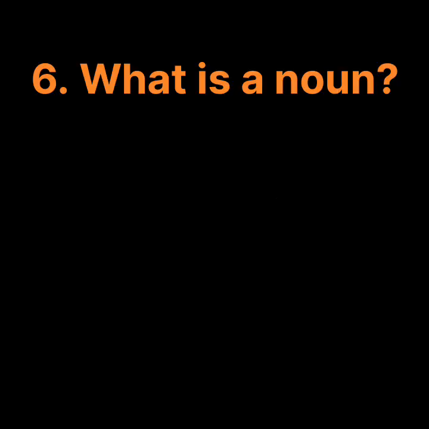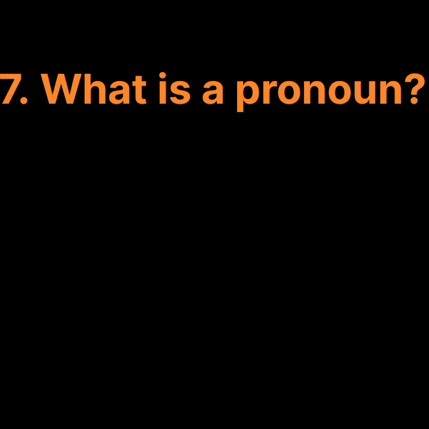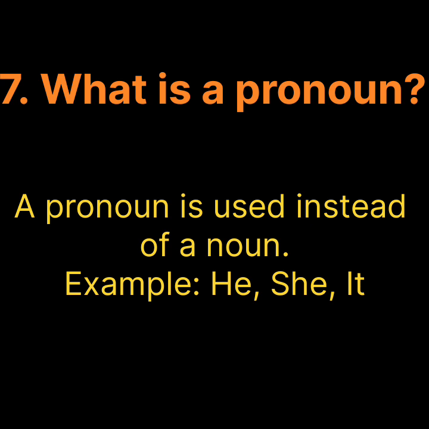What is a noun? A noun is the name of a person, place, or thing. Example Ravi, school, table. What is a pronoun? A pronoun is used instead of a noun. Example he, she, it.